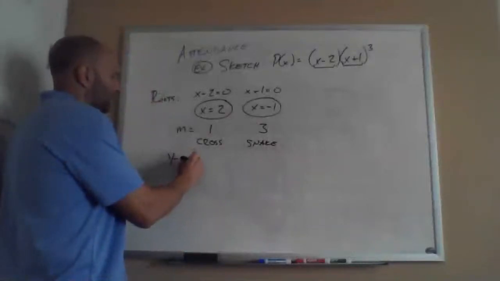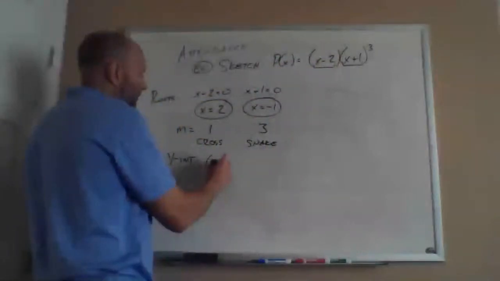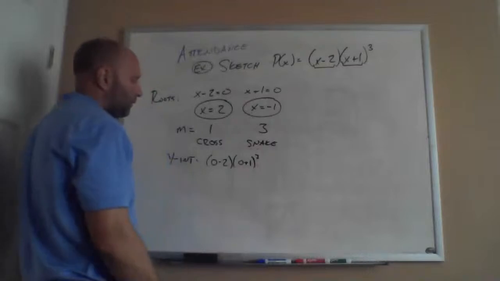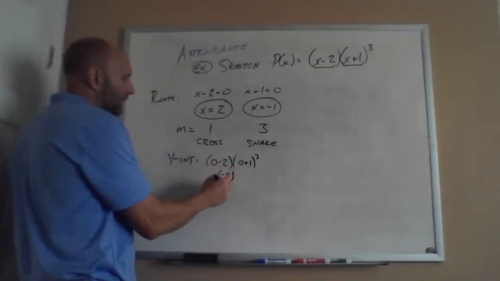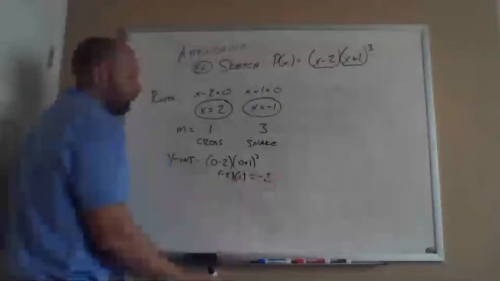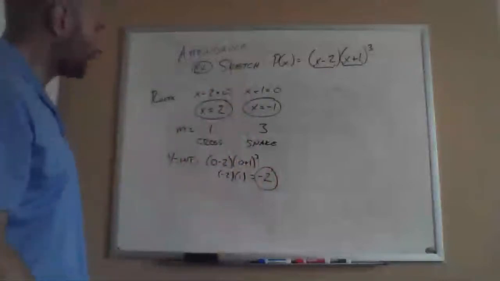Next, I need my y-intercept. So I'm plugging in 0 for x. So I have 0 minus 2 and 0 plus 1 to the third power. So that's negative 2. 1 to the third power is 1. So just negative 2. That's where this graph is going to go through the y-axis.